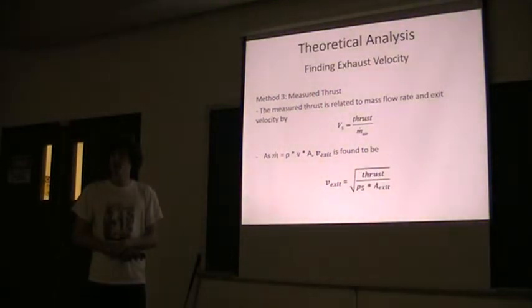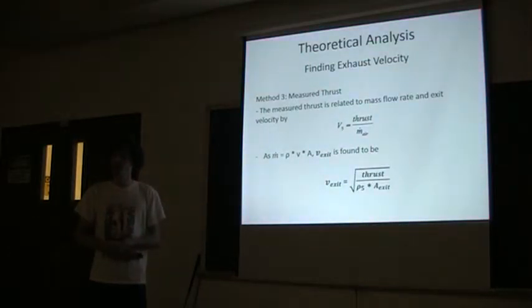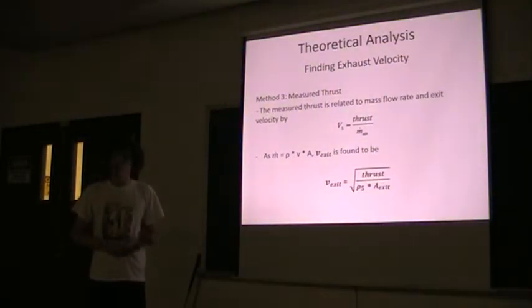All right, then the third way that we can determine our exit velocity is taking the thrust that we find from that push bar, the thrust bar, and dividing that by our mass flow rate, which we found earlier. So you can plug that equation back in and get the exit velocity is the square root of the thrust divided by the density times the area of that exit.